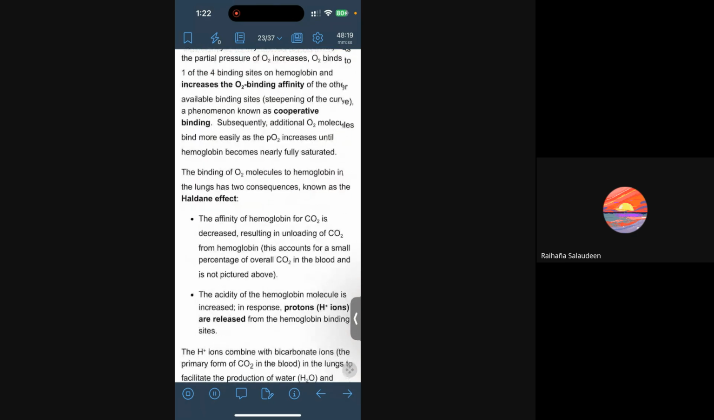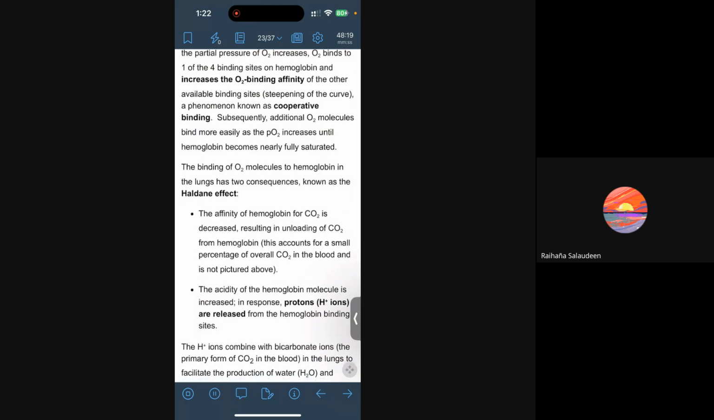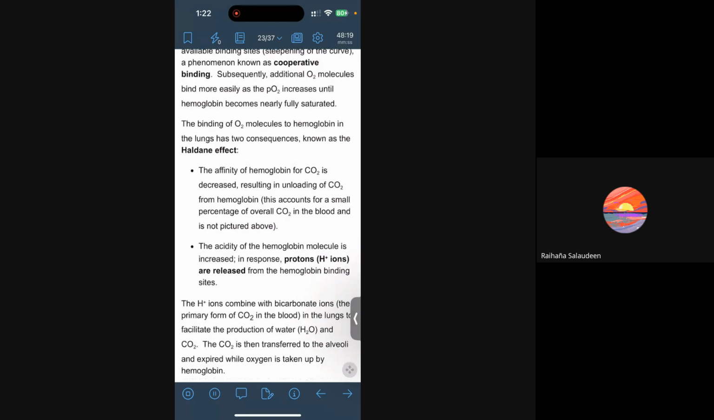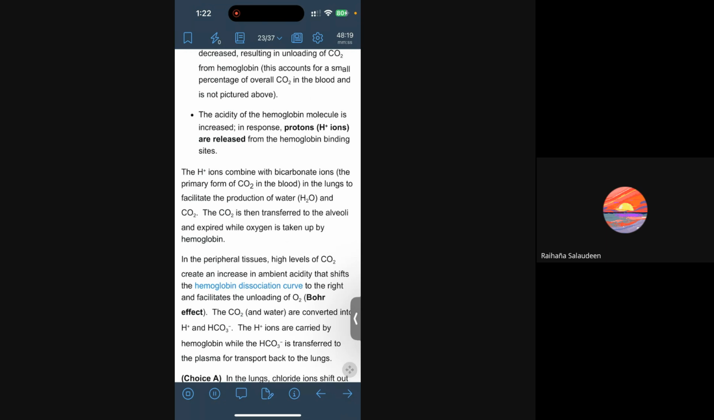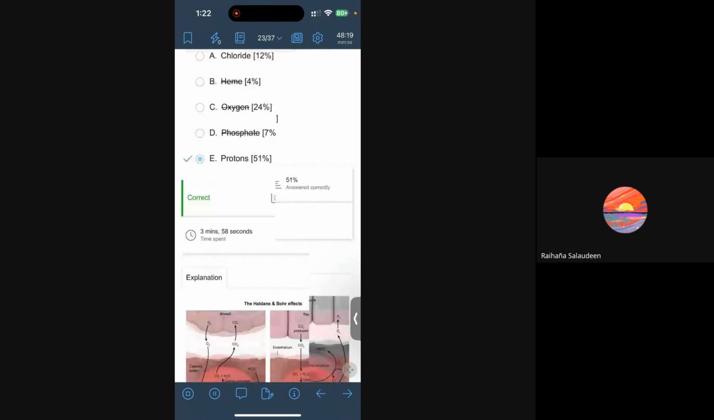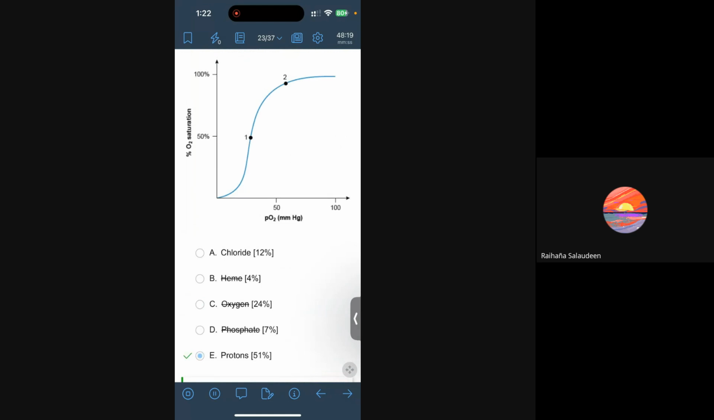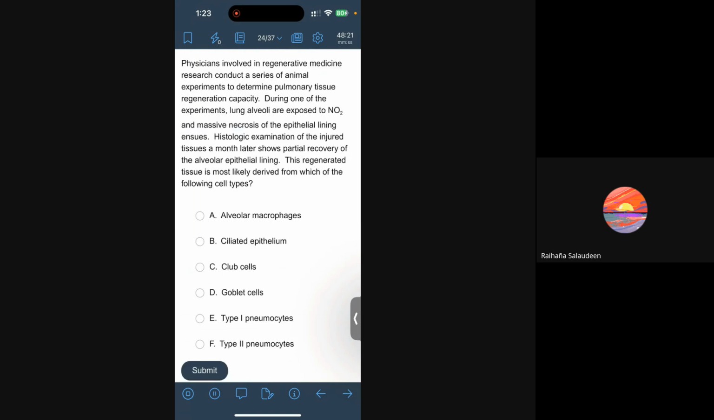Okay, the Haldane effect. The acidity of the hemoglobin molecule is increased in response to protons being released from the hemoglobin binding sites. So that's why the affinity is increased at point 2, and that's why the oxygen saturation is increased, because we are removing the hydrogen ions from there. The pH is going to increase and the acidity is going to decrease there.